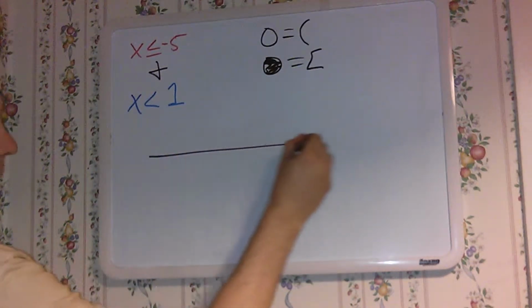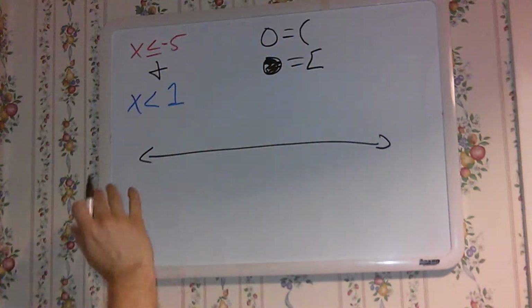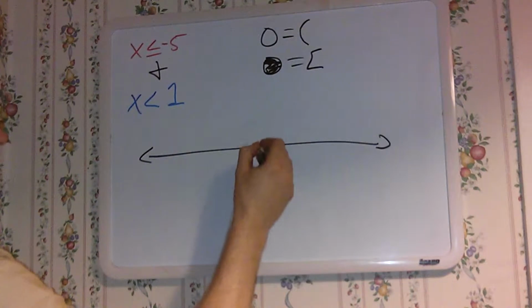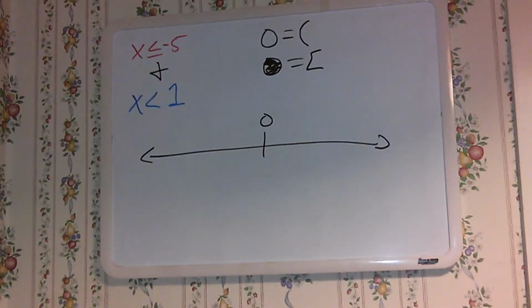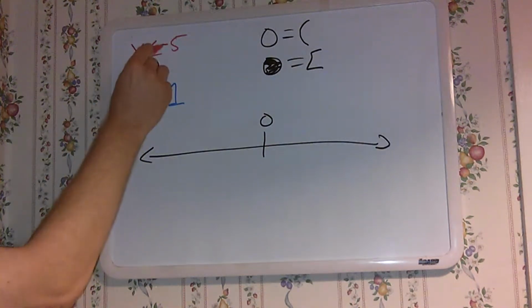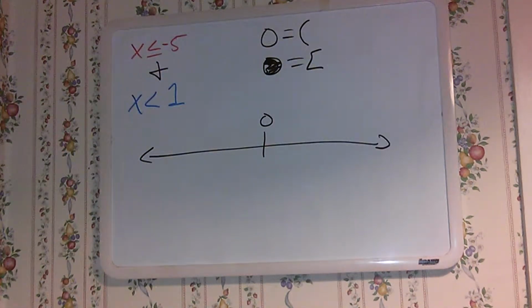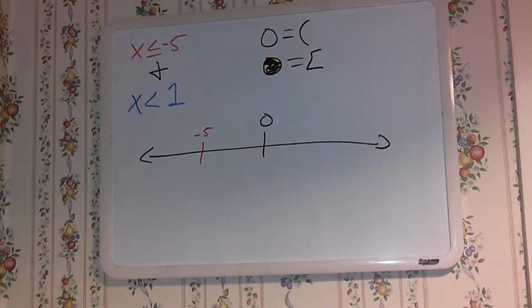Now it's going to be in no way to scale and probably pretty messy because I'm drawing it by hand. So here is our number line. And I'm just going to randomly throw a 0 in right there. That's about the middle, at least from where I'm standing, off a little bit to the side of the board. So let's start out graphing our top one here. X is less than or equal to -5. So again, not to scale. Just going to throw -5 in right there.